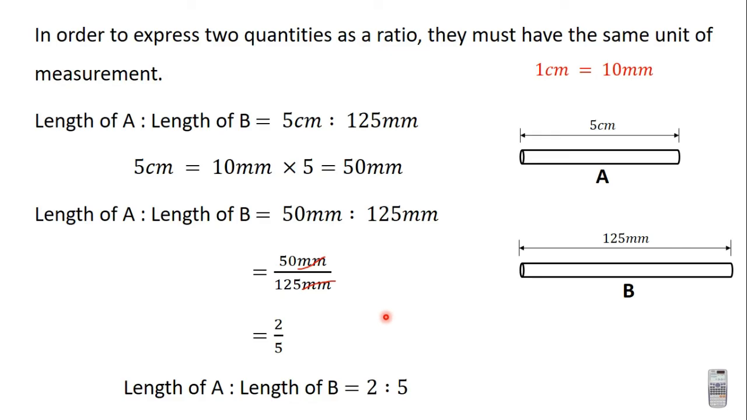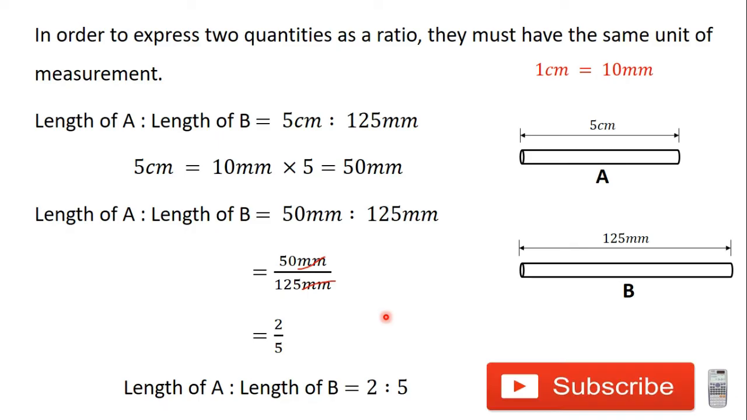We have learned a lot in this video. We have learned that ratios compare things. We have also learned that the order in which a ratio is given is very important. We have learned that a ratio can be written as a common fraction. And finally, we have learned that in order to express quantities as a ratio, they must have the same unit of measurement.